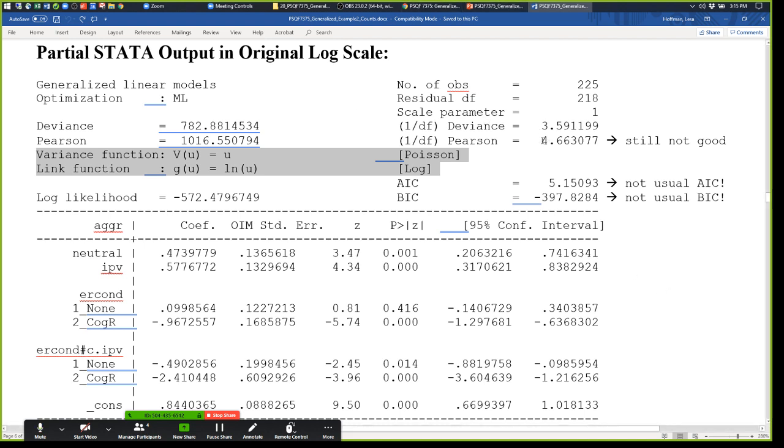We have this thing right here. That's our Pearson test of fit. It's down from 11 to 4. Much better. But still not good enough.